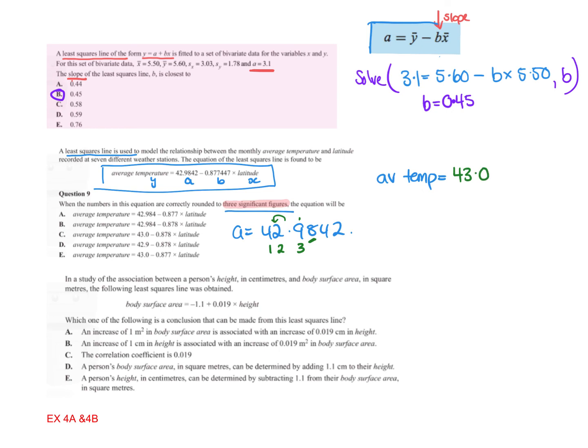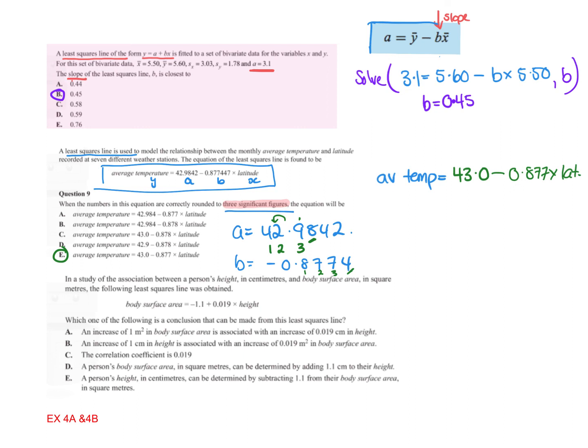Okay? Then if we look at the B value, which is negative 0.8774, you don't start counting until you get the non-zero. So there's 1, 2, 3. Now, because the fourth one is under 5, that means that 7 can stay. So it'll be minus 0.877 times the latitude. So that answer is E. Oh, sorry, yeah, it is E.